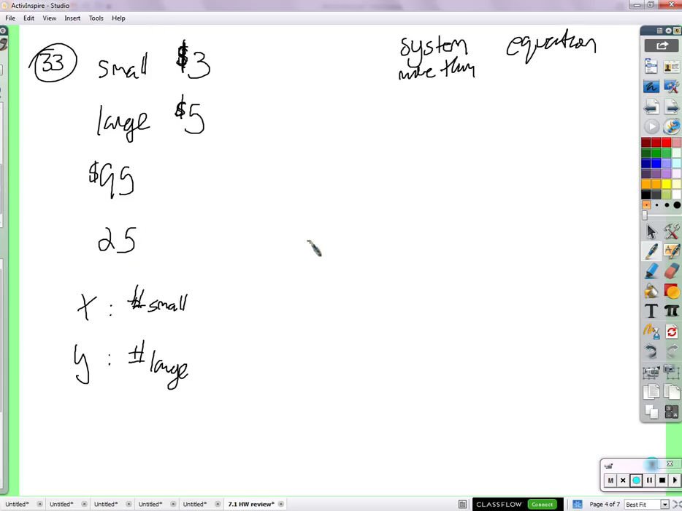So 5y. That's how many cards total he sold. Oh, okay, never mind. So what do you guys think about that? Is that an equation that makes sense? No, why does that equation make sense? 5y plus 3x equals 95.